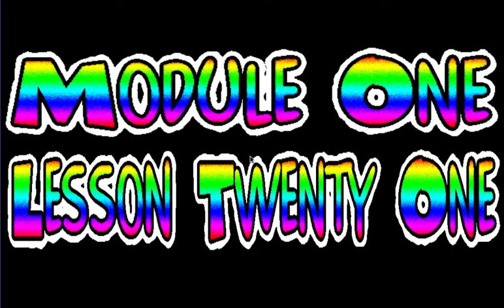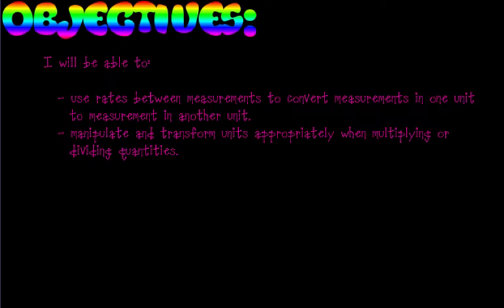Welcome to Module 1, Lesson 21, Getting the Job Done, Speed, Work, and Measurement Units. After today's lesson, I'd like you to be able to use rates between measurements to convert measurements in one unit to measurement in another unit, and also manipulate and transform units appropriately when multiplying or dividing quantities. So basically we want to be able to transfer between units and to make sure to do so correctly with multiplication or division.